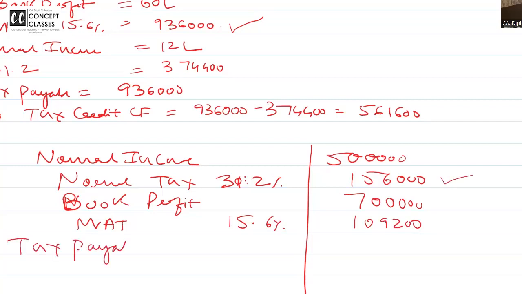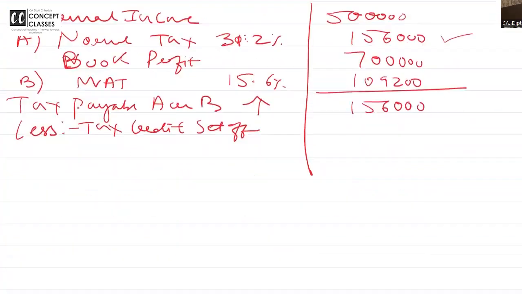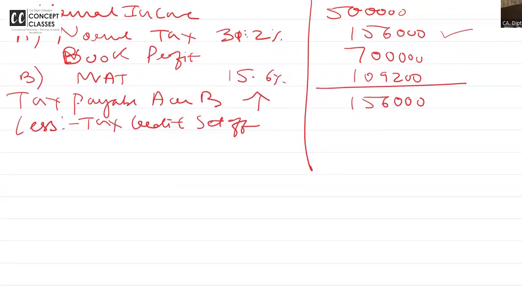Tax payable A or B, whichever is higher. So you have to pay 1,56,000 less tax credit set off. Can I set off tax credit? How much tax credit am I having? Read the first line of the problem. 2 lakh. So I can set off 1,56,000 minus 1,09,200. Are you all with me?